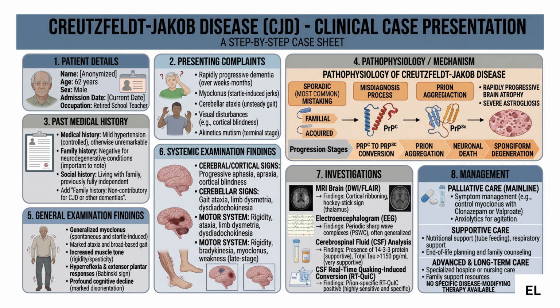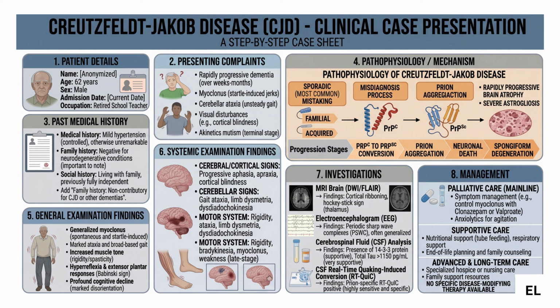More importantly, the abnormal prion protein can convert normal proteins into the abnormal form, creating a chain reaction of misfolding. As these abnormal proteins accumulate, they form aggregates within neurons. This process leads to neuronal damage, cell death, and severe brain degeneration.